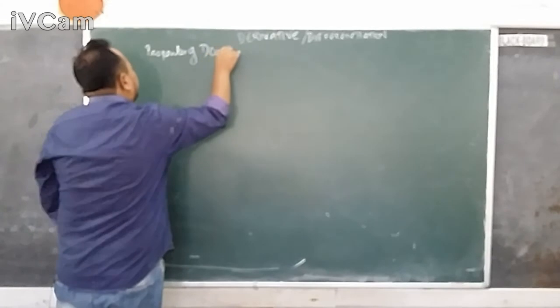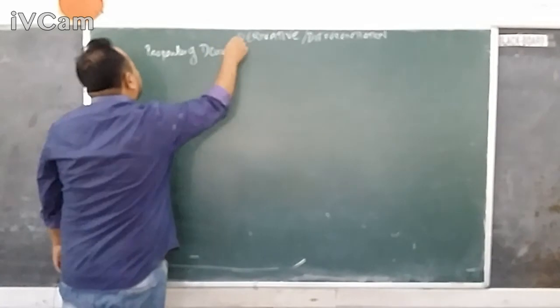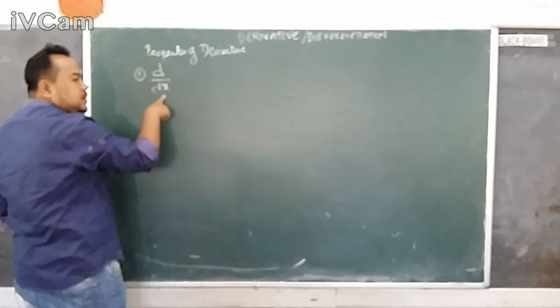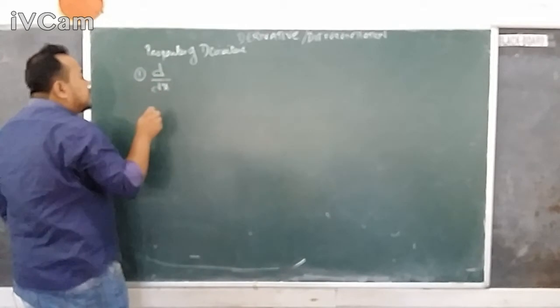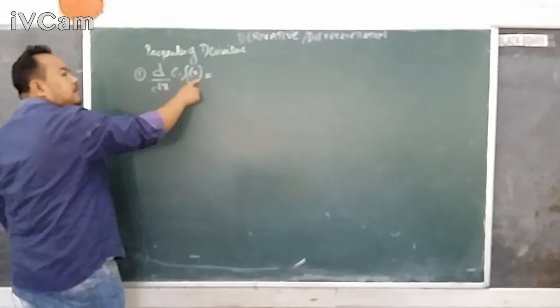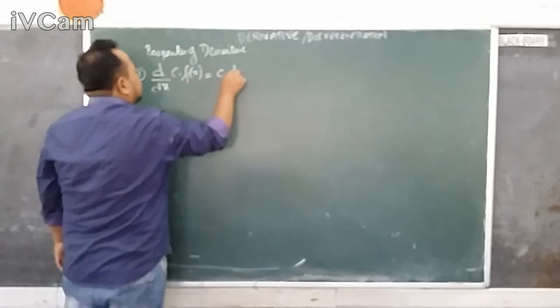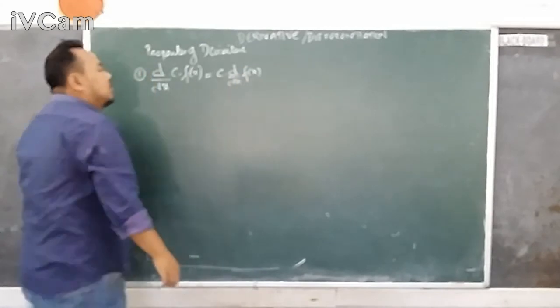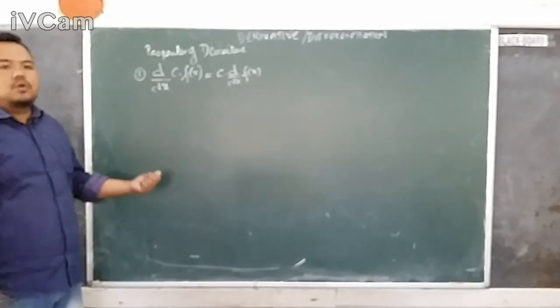So property number 1, d by dx. What does this mean? We are differentiating with respect to the variable x because x is independent. So d by dx of c into f(x). That means whenever there is a constant in a function, the constant comes in front and you simply have to differentiate the function. So this is property number 1.